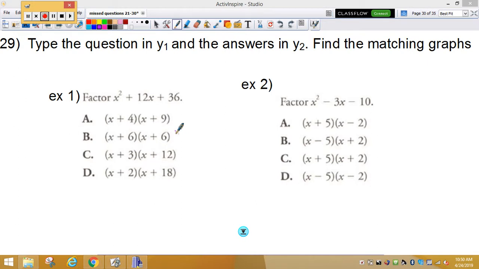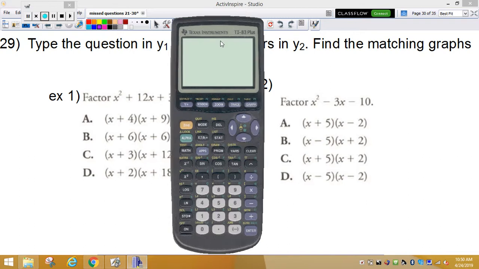Okay, to do 29, you're going to type the question in Y1, you're going to graph it, and then you're going to type each answer in Y2, and you're going to find the graph that matches. So let me show you what I mean.